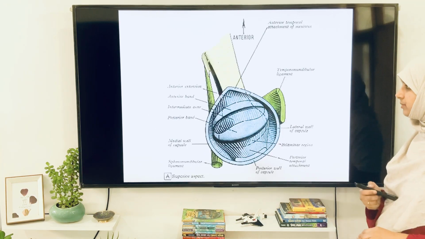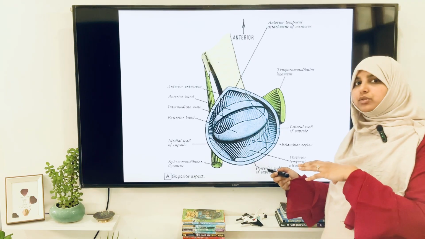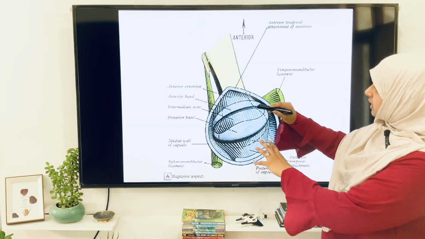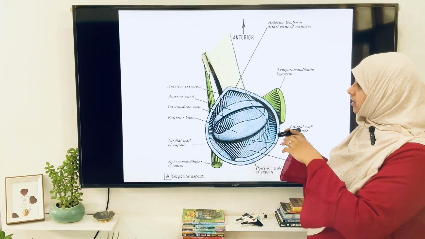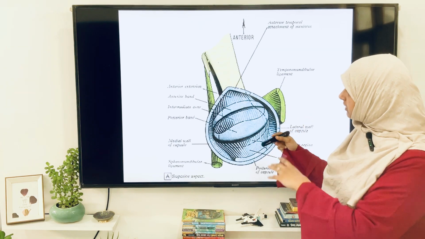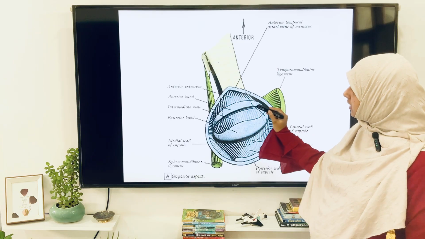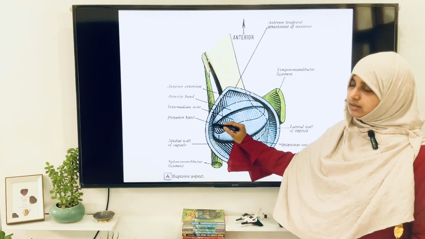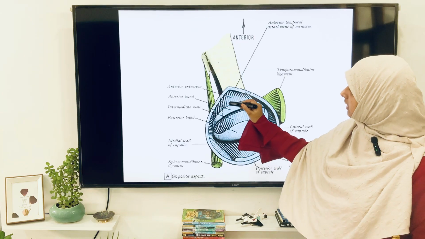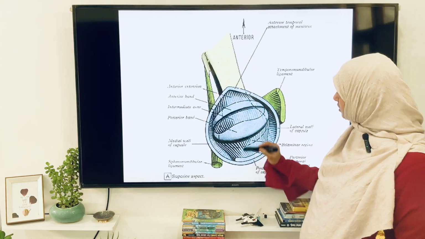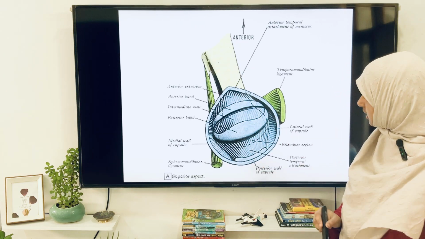Okay, next, this is a superior view. If you just dissect and remove the superior articulating surface, we will have something like this. See, you can see a thickening. This is the anterior band, and this is the posterior band, and this is the anterior extension, the intermediate zone, and this will be the posterior extension.